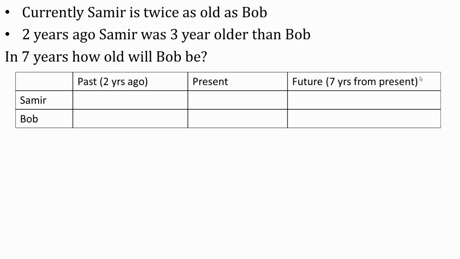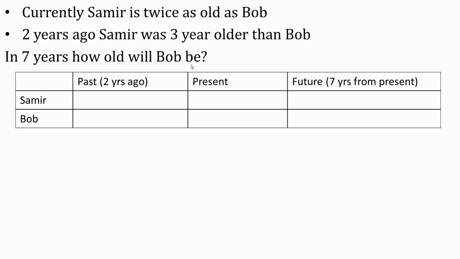For these types of problems with age, where you have information on the past and you want to know information for the future, I usually construct this kind of table. In one column I have present, one column I have past, and one column I have future. And I have the two individuals, Samir and Bob. Currently, Samir is twice as old as Bob. So what does that mean? Next, 2 years ago, Samir was 3 years older than Bob. What does that mean? And finally, in 7 years, how old will Bob be?